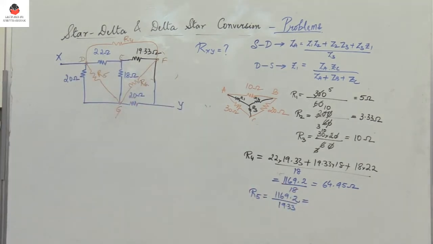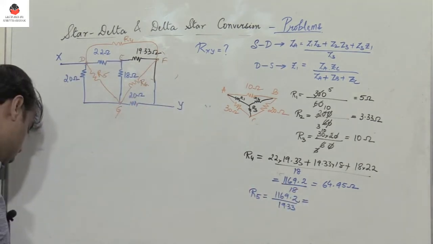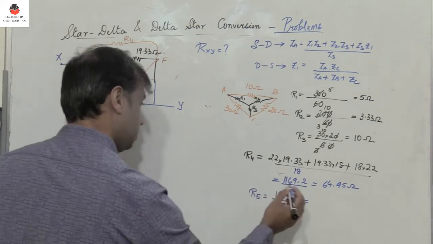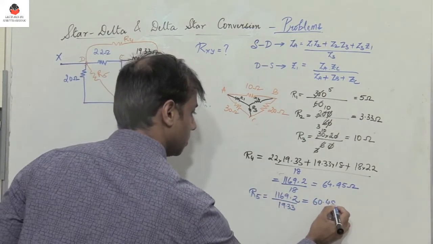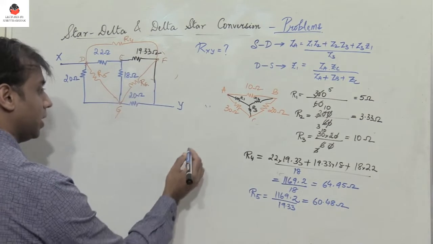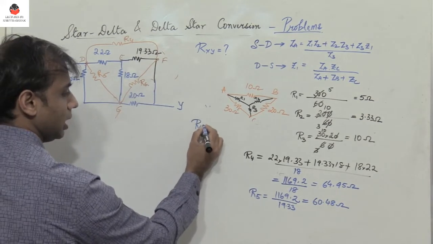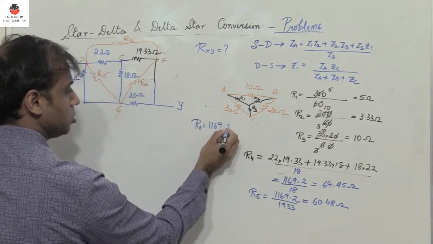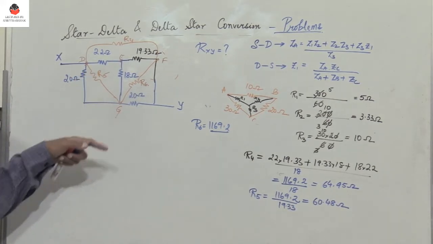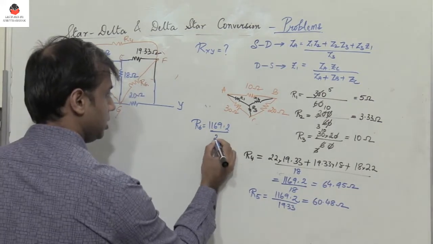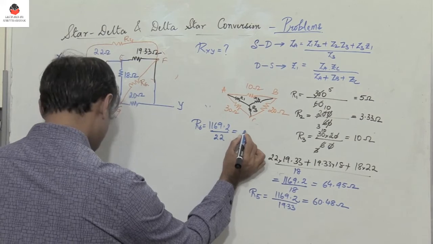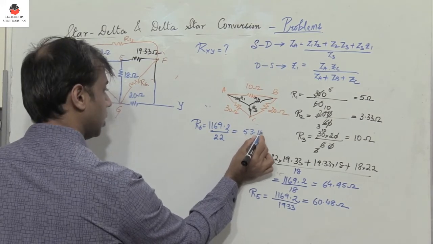And if we calculate, we get a value equal to 60.48 ohm. And to find R6, it is 1169.2 divided by 22. So we get the value as 53.15 ohm.